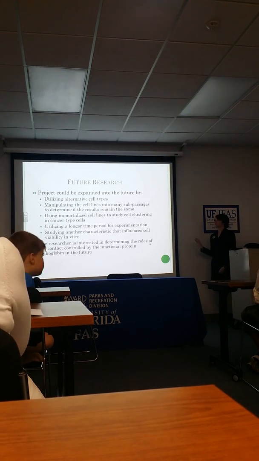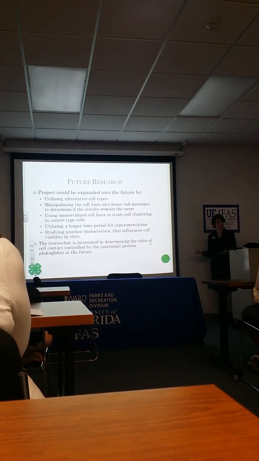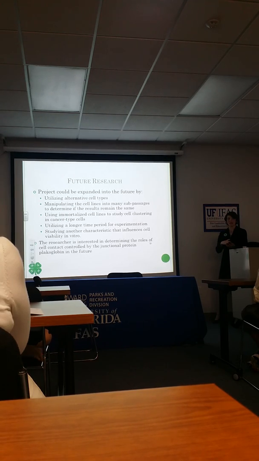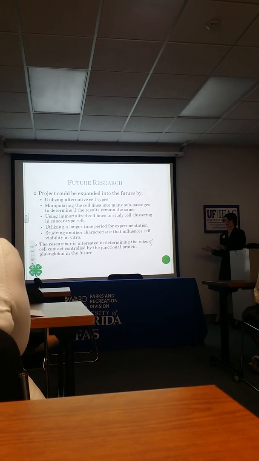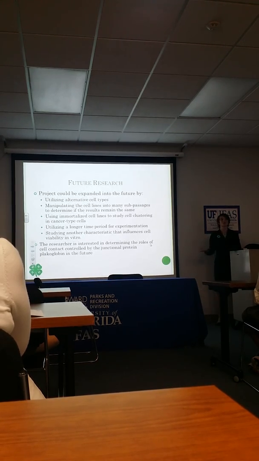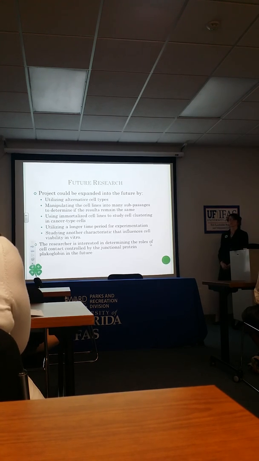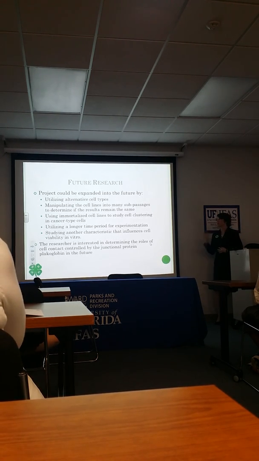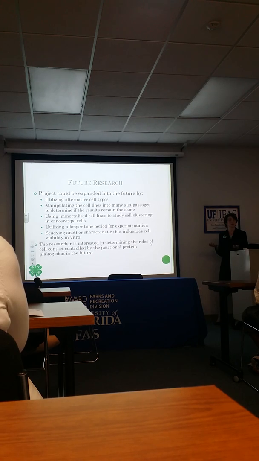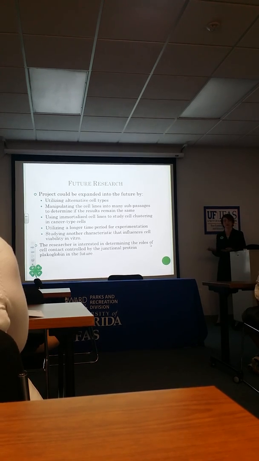I could use an alternative cell type instead of human keratinocyte skin cells. I could manipulate the cell lines into many sub-passages, which means that I am taking one culture flask and using the cell populations within that flask to devise many more cell culture flasks to have a higher number of cells I'm using in my experimentation. I can use immortalized cell lines, which means manipulating their DNA so the cells don't die, just to have a more accurate study of impacting cancer-type cells. I could utilize a longer period for experimentation to see if that impacts the growth rate of these cells.